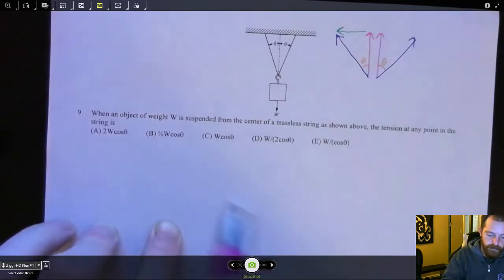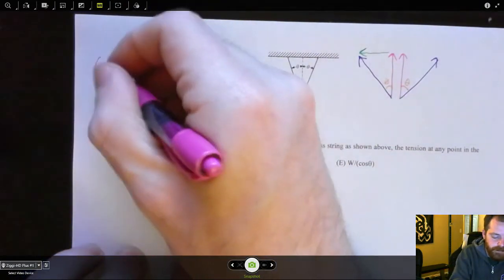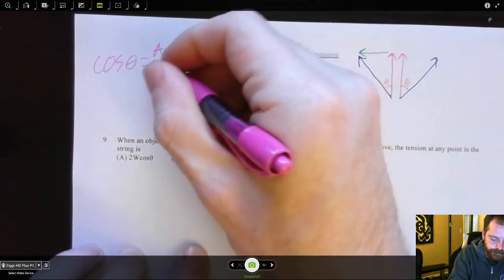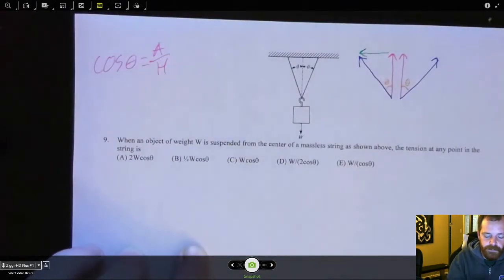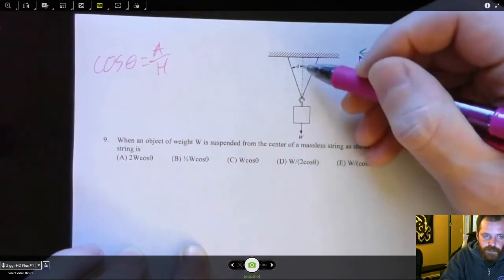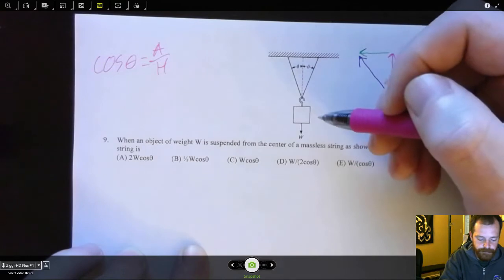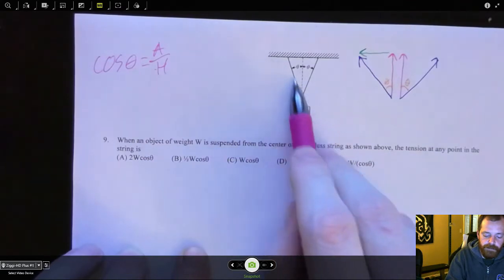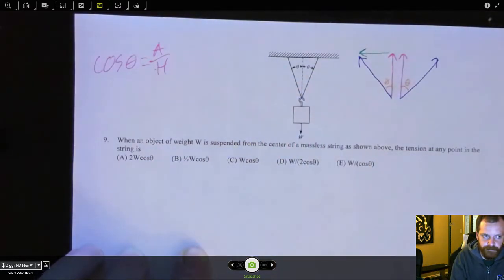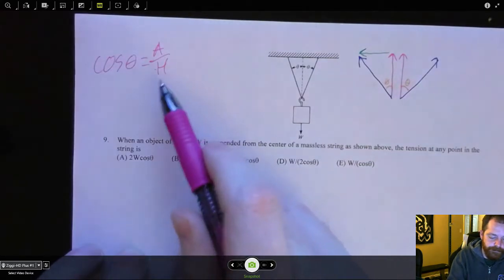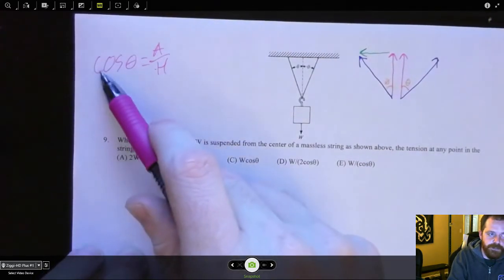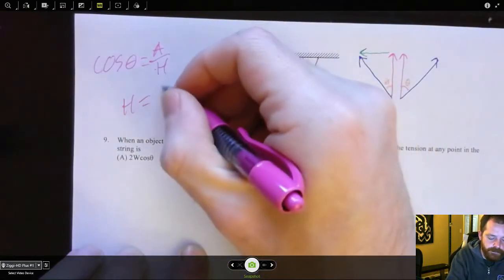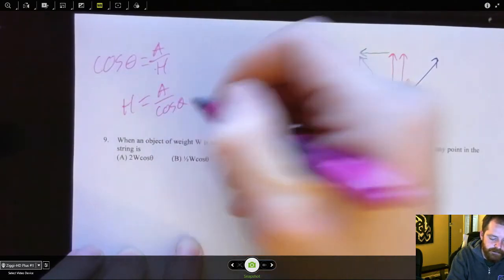So let's remember that cosine of an angle is equal to the adjacent over the hypotenuse. In this example, the vertical is the adjacent, because it's the side touching the angle that's not the hypotenuse. If we're trying to solve for the hypotenuse, which is what we want, the tension forces, then we multiply both sides by h and divide both sides by cosine theta. So the hypotenuse is equal to the adjacent side divided by cosine theta.